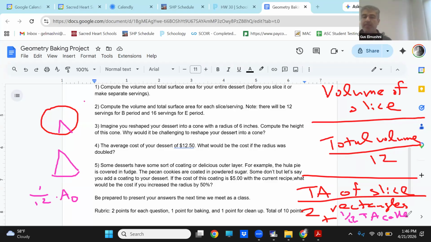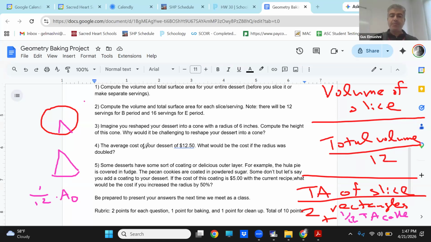So for number 3, if you reshape this, so let's say you took the olive oil cake and made it into a cone with a radius of 6 inches. What's going to be the height? So take the volume that you get for number 1, use that same volume, set it equal to the cone formula, which is 1/3 pi r squared h. Use 6 for r, solve for h.